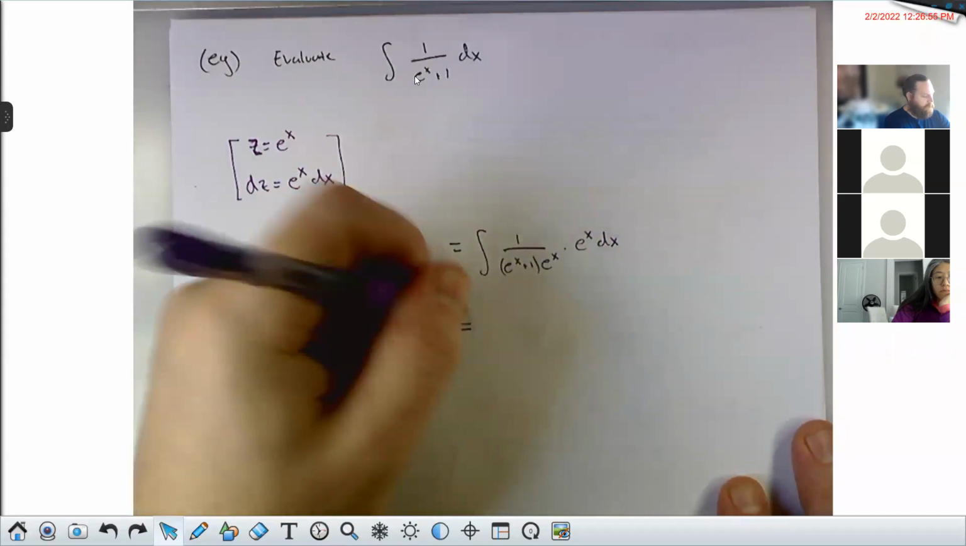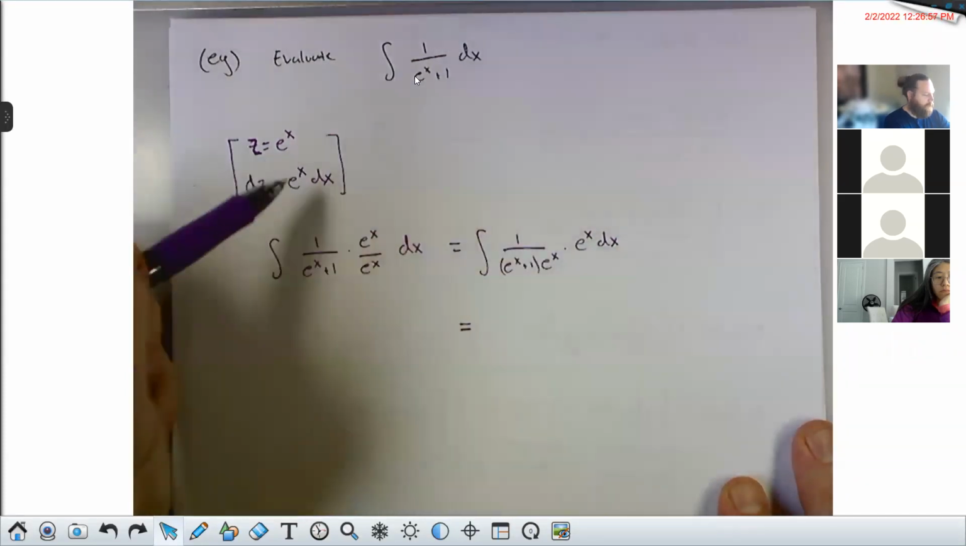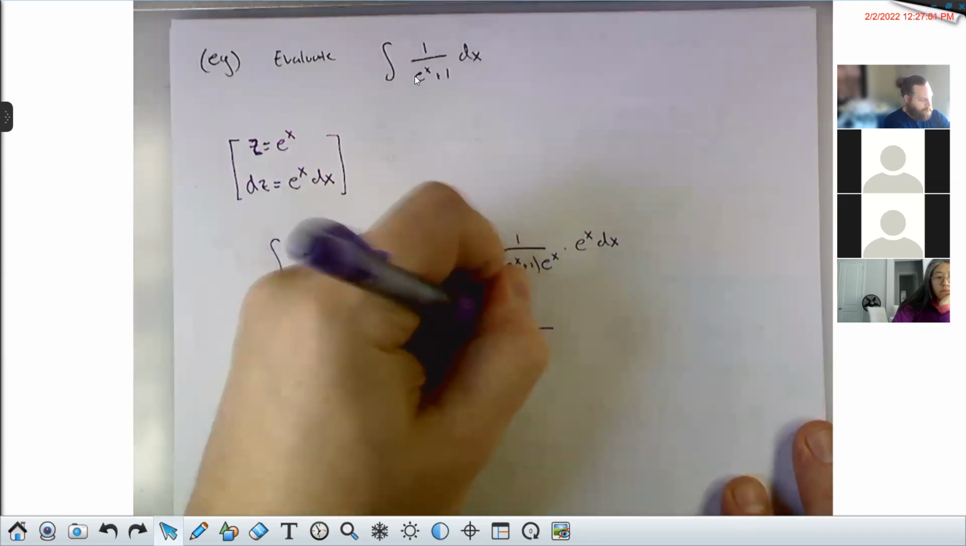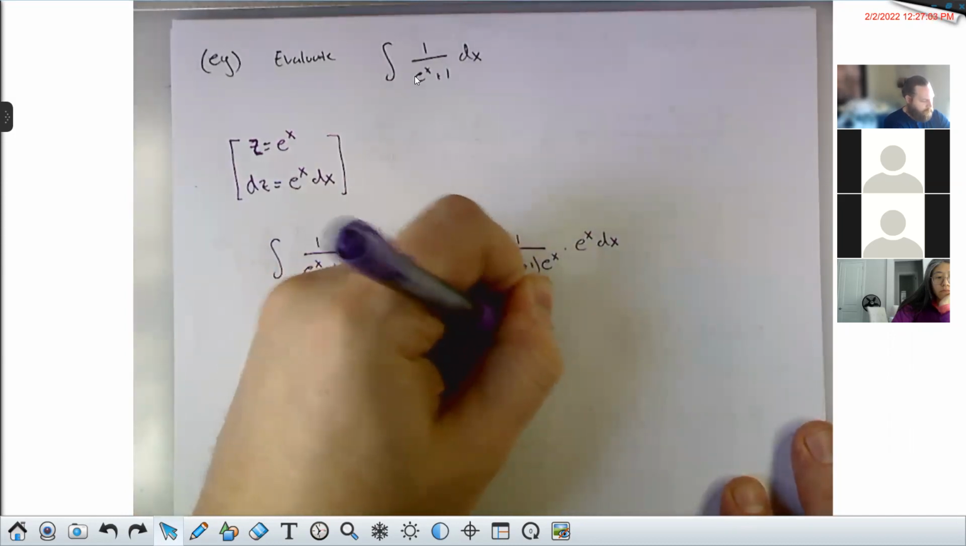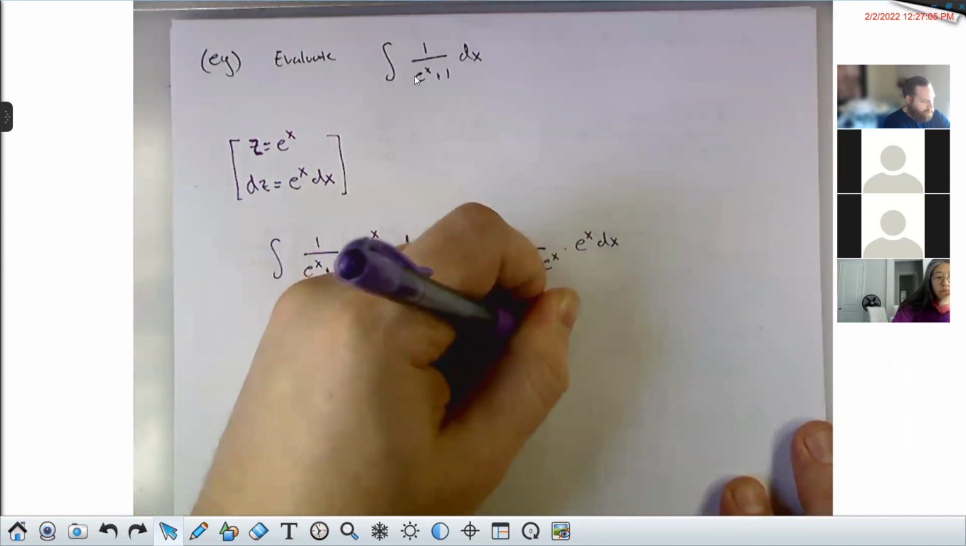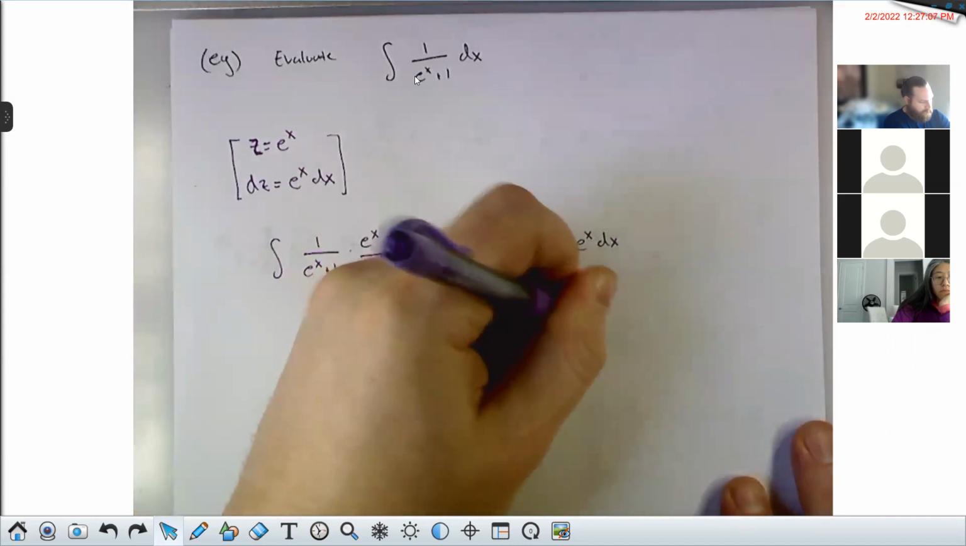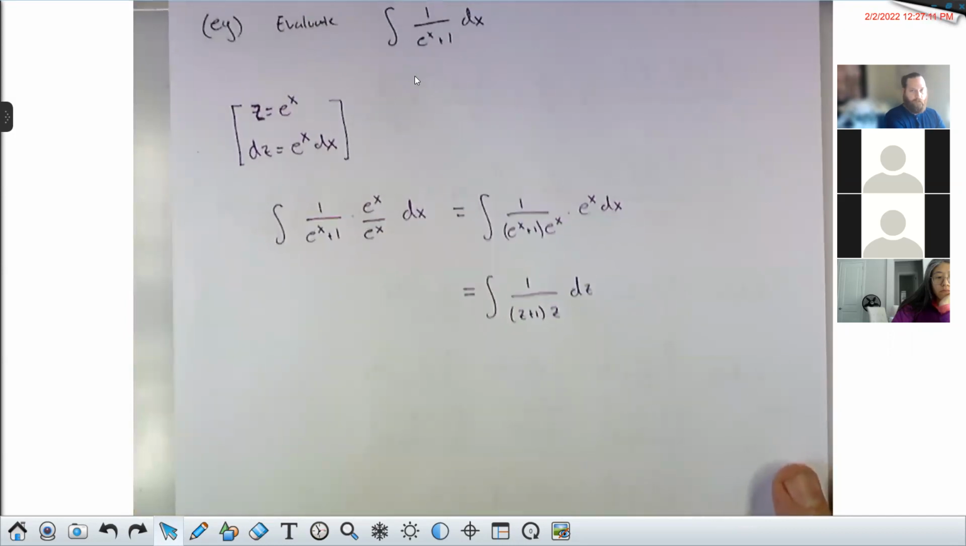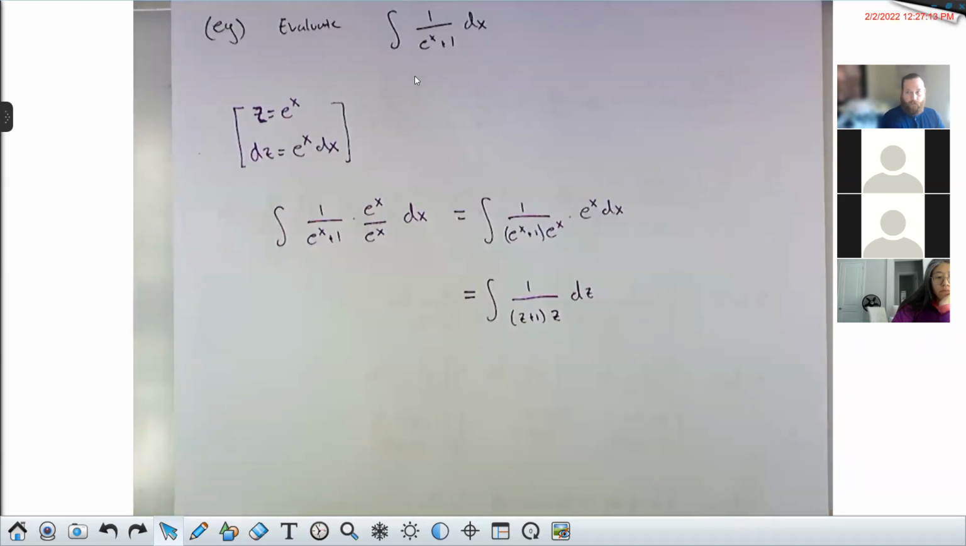Now I can plug in my substitution. I've got an e to the x dx, which is dz, and everything else is 1 over, let's see, e to the x plus 1, that's z plus 1, e to the x is z, and e to the x dx is dz. So sometimes you can make a substitution first, and that will take something that is not a rational function and turn it into one. This is a good example.